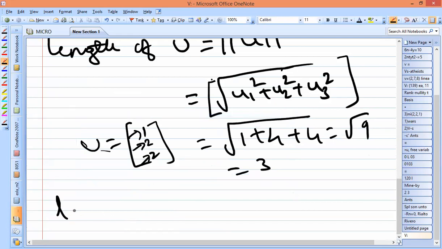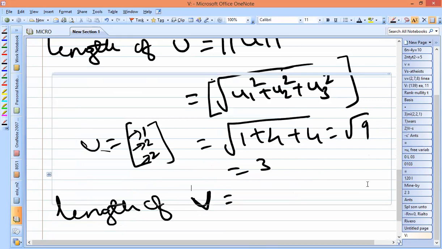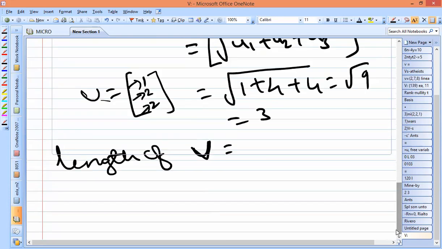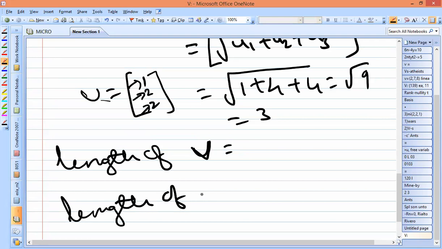Similarly, can you get the length of V and W? Tell me the answer: length of V and W. By observing the matrix elements itself, you can make the calculation. Yes, what is the length?